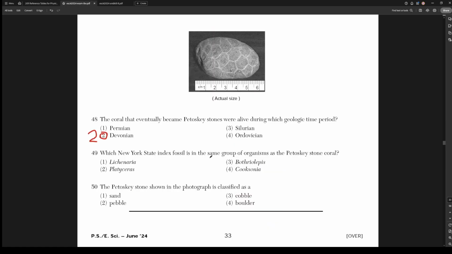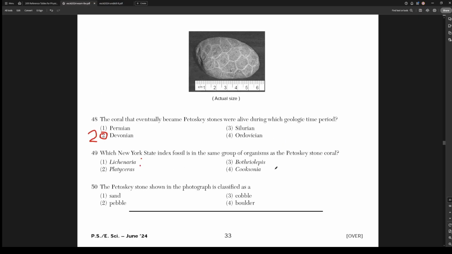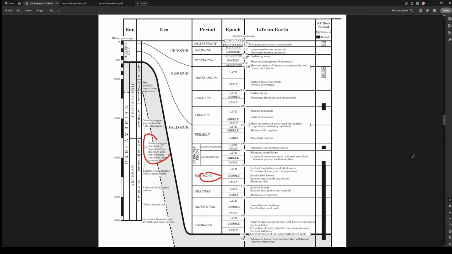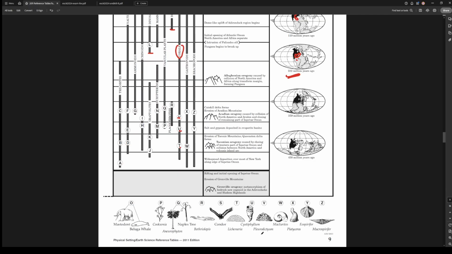Which New York State Index fossil is in the same group of organisms as the stone coral? So it's going to be coral. Which one of those is coral? Wow, so many reference table questions. So we're going to go here. Corals, right there. So V, U, or T? This one, V, U, or T? Lycaria, cystophyllum, or pleurodictum?